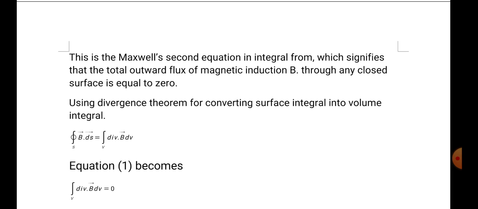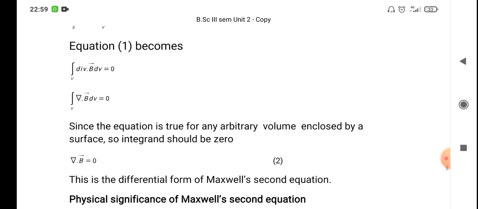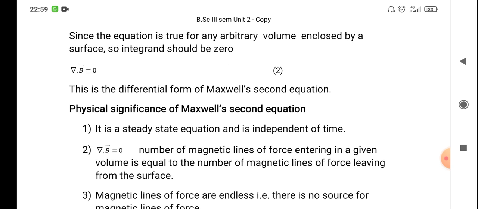Since the equation is true for any arbitrary volume enclosed by the surface, the integrand should be 0. Means the divergence of magnetic flux density is equal to 0. This is the differential form of Maxwell's second equation.